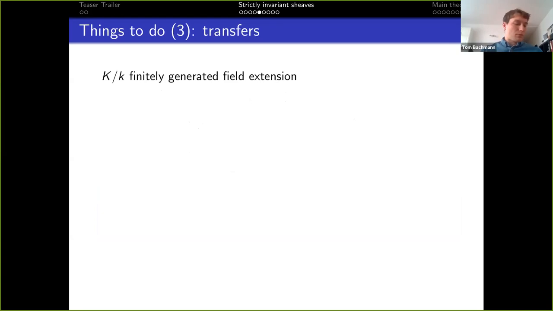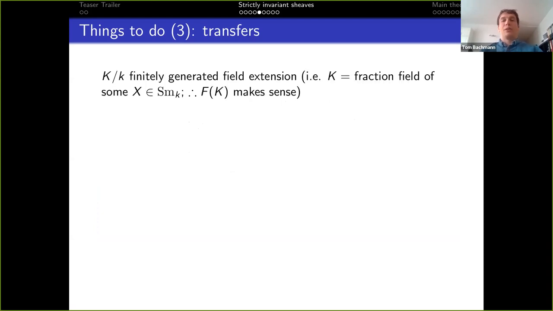Okay, so now we come to the third operation, which is the transfer, which is very, very important. So this works as follows. I start with a finitely generated field extension, which I denote by capital K. Now, that seems like a very algebraic, non-geometric thing. But the point is that because my base field is assumed to be perfect, this capital K will always be the fraction field of some smooth variety. In particular, if I have a sheaf defined on the smooth varieties, I can also extend it to these fields, because it's basically just taking the stalk at the generic point of this variety. And of course, the variety itself is not uniquely determined by K, but the stalk is. So this sort of makes sense. So I will, without further comment, evaluate my sheaves also on these big fields.